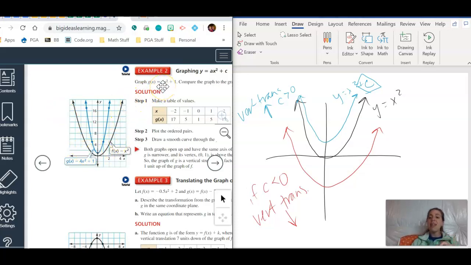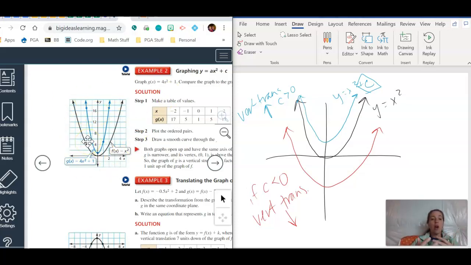This 4 is larger than 1, so it tells me it's going to be a vertical stretch, so it's going to be kind of tall and skinny. And then I see this plus 1 right here, so it tells me also not only am I stretching it, but I'm going to shift the whole thing up a little bit. And you can see that here in this graph.